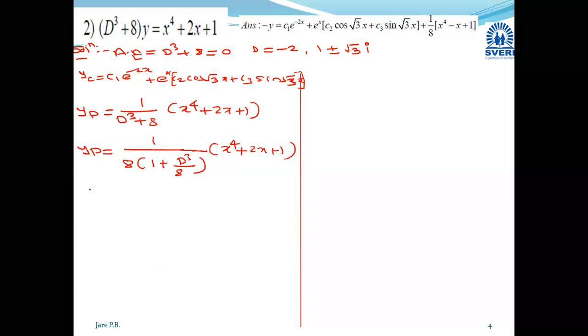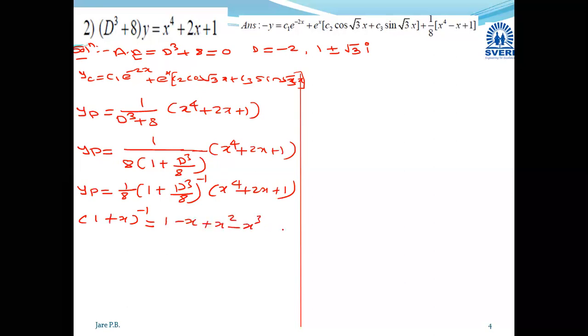Now yp equal to 1 upon 8, (1 plus D cube by 8) raised to minus 1, x raised to 4 plus 2x plus 1. Now expand this term using the formula (1 plus x) raised to minus 1. What is the formula? 1 minus x plus x square minus x cube plus so on. So what is the x here? x equal to D cube by 8.